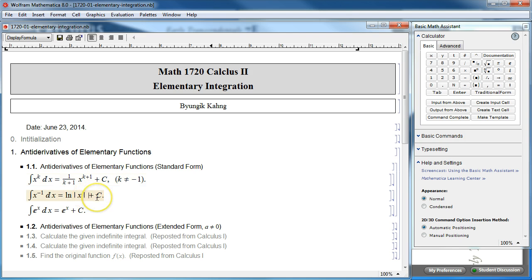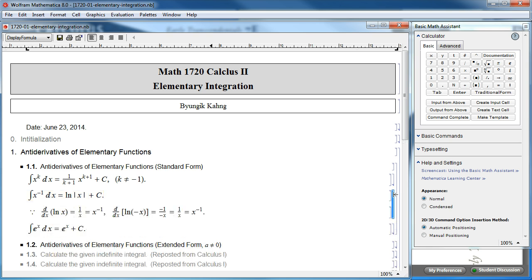This x to the negative first power is the same as 1 over x function, so the antiderivative of that is logarithmic function. Now, why do we have absolute value here? That's because inside of the logarithmic function has to be strictly positive. So absolute value, make sure you make it positive.